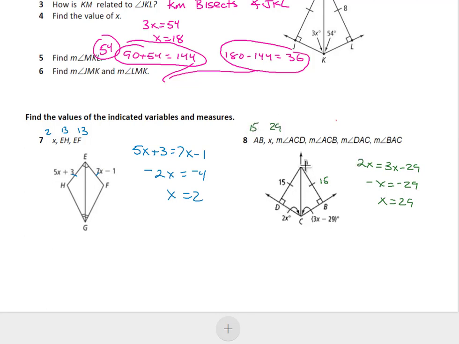AB is 15. The measure of ACD can be found by setting these two equal to each other. Since these two angles are congruent, we have 2x equals 3x minus 29. So we get x is equal to 29. Twice 29 is 58. So ACD is 58. ACB is also going to be 58. And DAC, I'll have to use triangle sums. We have 90 and 58, which is 148. Subtract that from 180, we get 32. So these two angles at the vertex are 32. DAC is 32, and BAC is also 32.